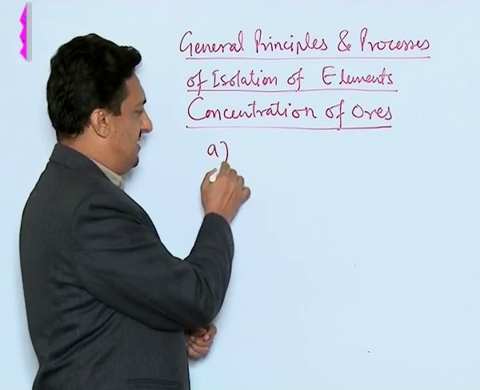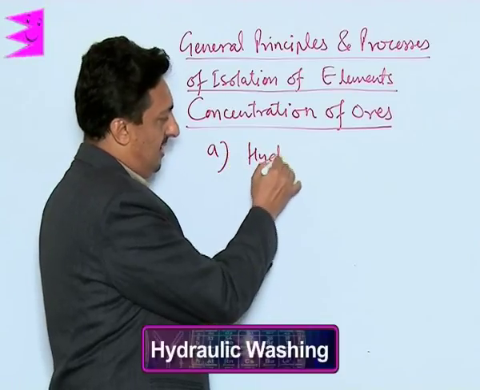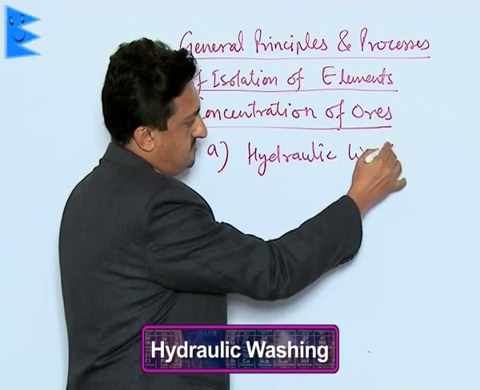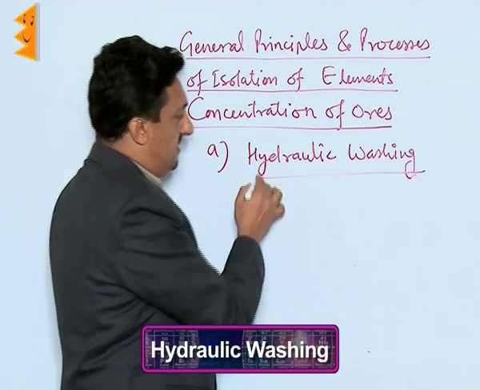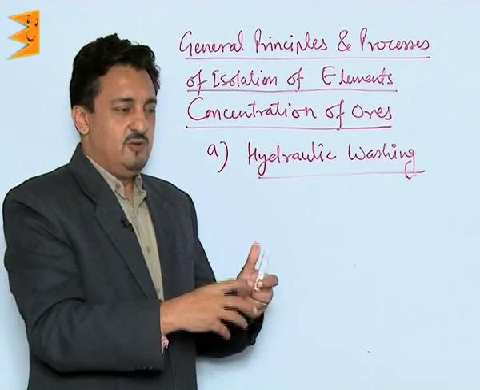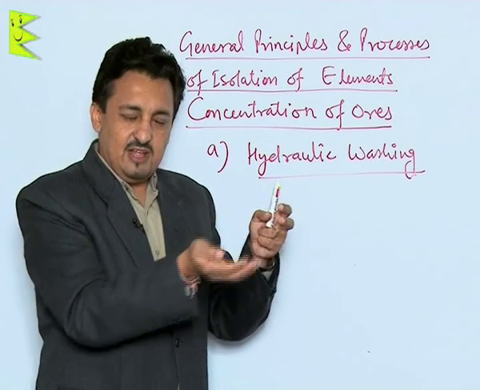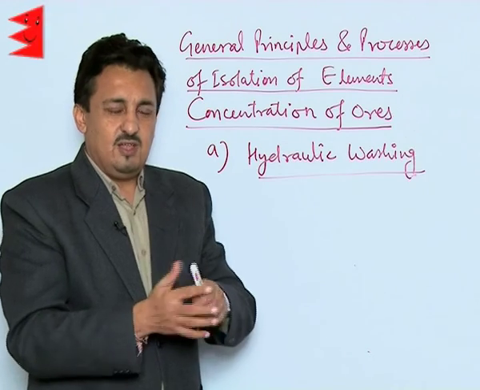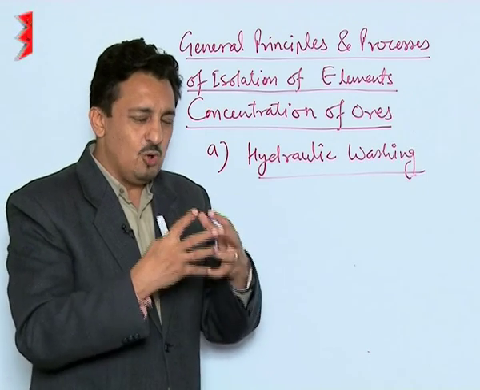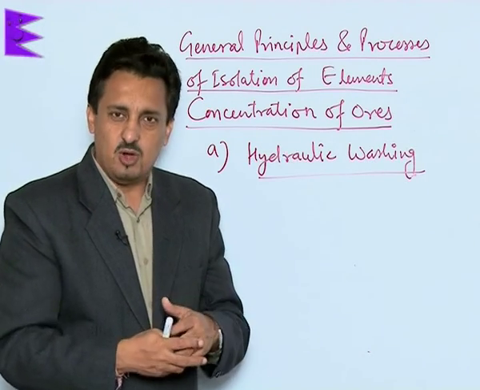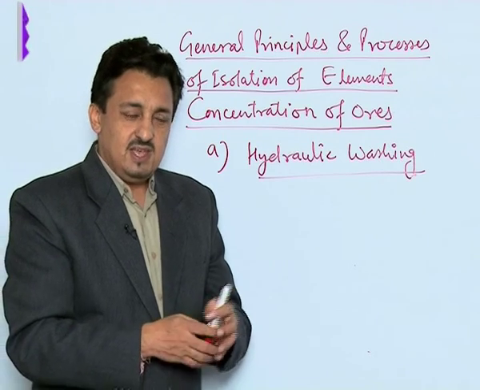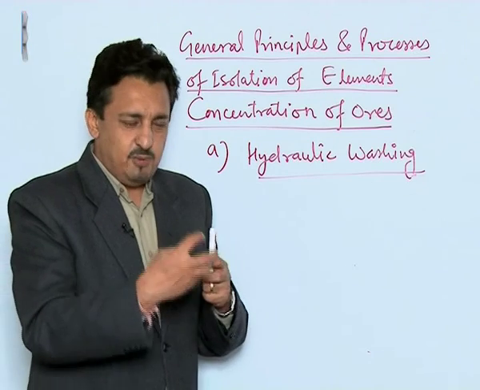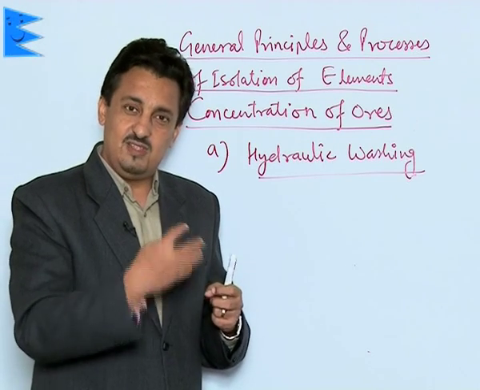The first method discussed is called hydraulic washing. In hydraulic washing, we use a Wilfley table, which has places where we can stock those metals. The crushed and powdered ore is washed with a stream of water. This is mainly done for those ores in which the impurities, the gangue particles, differ in their densities.